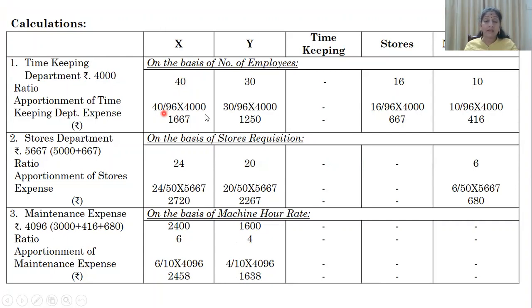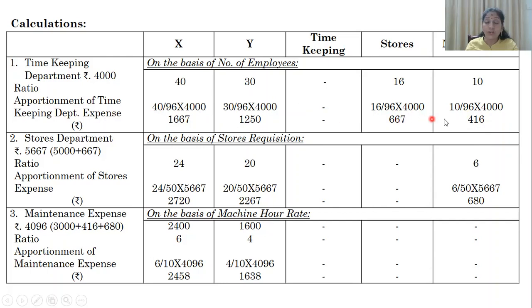40 divided by 96 into 4,000, we will get 1,667 to X. Then Y, 30 divided by 96 into 4,000, we will get 1,250. We have taken 4,000 from the timekeeping department. Now we are allocating, so here nil. Stores, 16 divided by 96 into 4,000, we will get 667. And maintenance, 10 divided by 96 into 4,000, we will get 416.